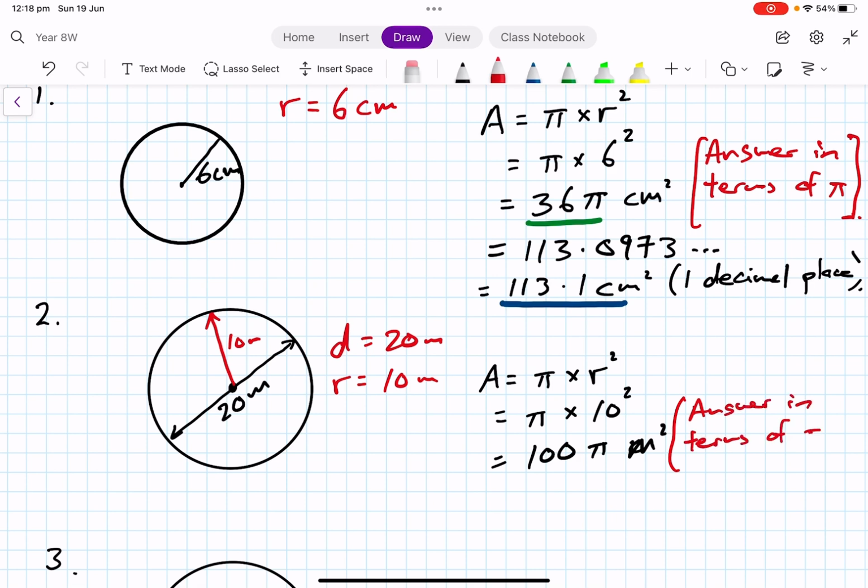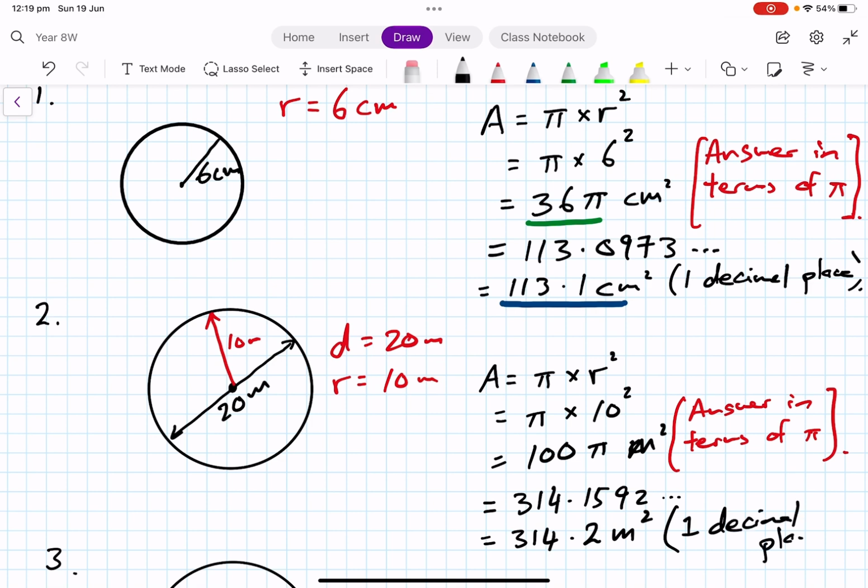But if we don't want that and we just want a decimal, then we just do 100 times pi, which is equal to 314.1592... which is equal to 314.2 square meters, to 1 decimal place. All right, and that's what we have there. So we need to find the radius. If you're given the diameter, we need to find the radius.